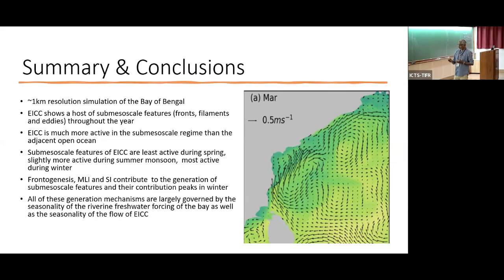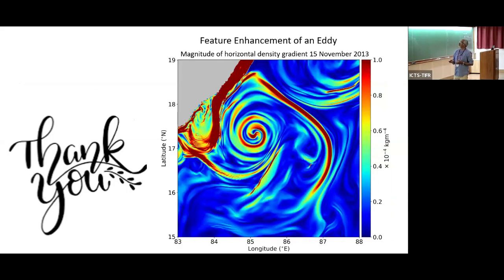So I would stop there with one last slide showing the expanded view of an eddy during the month of November. This eddy started from the south, and then it moved along, and it had these bands of very strong horizontal density gradients. Thank you.